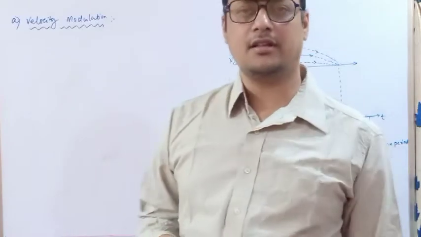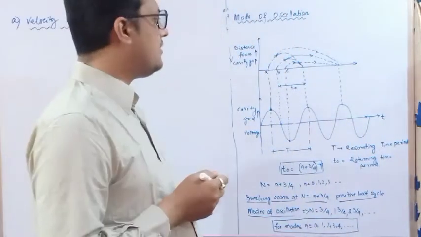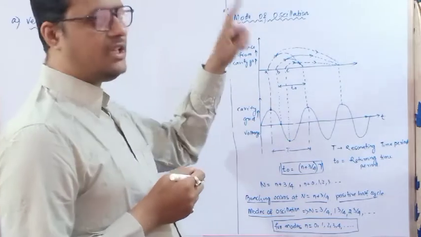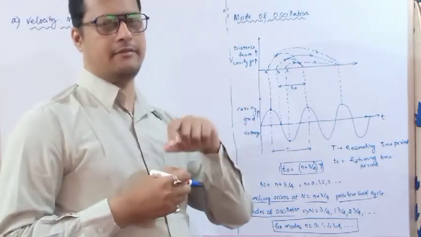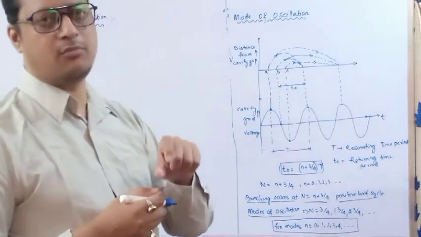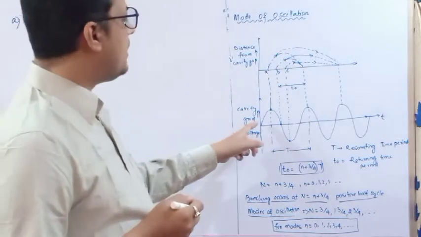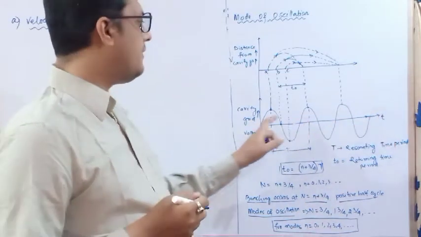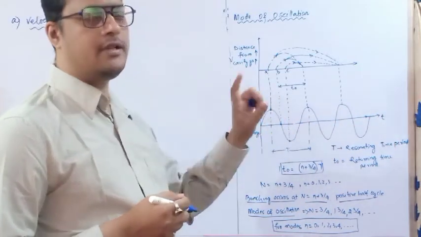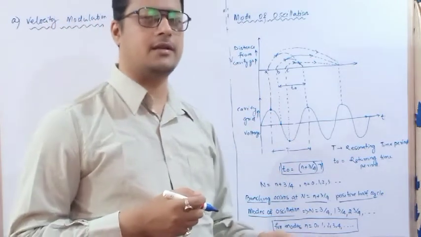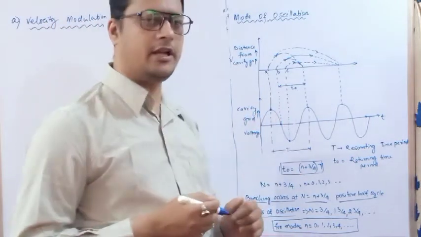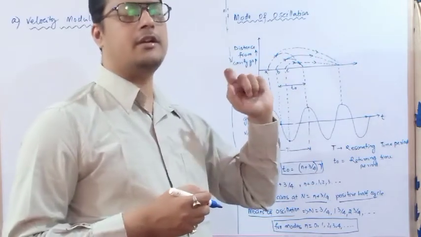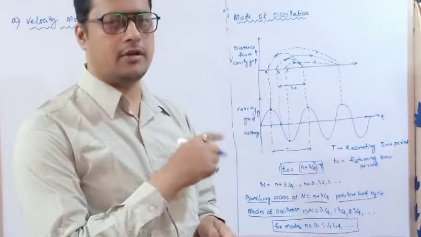Now, velocity modulation means what? As I discussed yesterday, when the electrons are moving through the cavity gap, and in that cavity gap the DC beam voltage is provided to it. The voltage is sinusoidal in nature, and when the electron encounters the positive half cycle of the voltage, the velocity of the electron increases. That we are going to discuss today.